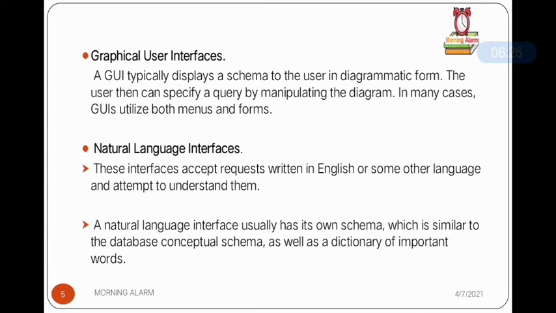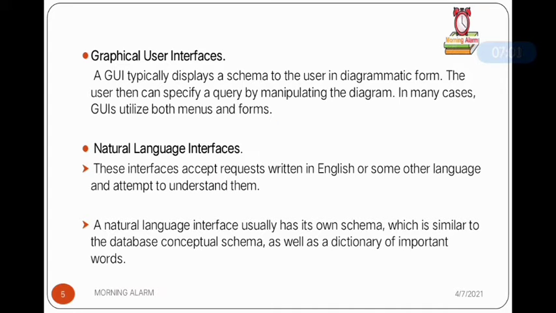The next one is graphical user interface. The GUI typically displays a schema to the user in diagrammatic form. By using some specific queries to manipulate the data, the user can specify a query by manipulating the diagram. In this case, GUIs also utilize both menus and forms.